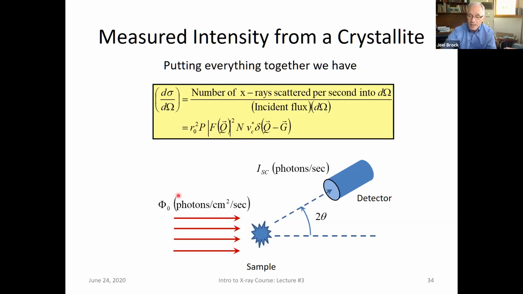The basic idea, I'm going to come in with an X-ray beam that has a certain number of photons per square centimeter per second, and assume that it's monochromatic. It's going to whack into a sample. And I'm going to have a detector out here at some angle 2 theta, and I will measure the scattered intensity in photons per second at my detector. I'd like to then move my detector around, rotate my sample around, and try and measure enough information to come back and say, where are the atoms in my sample?